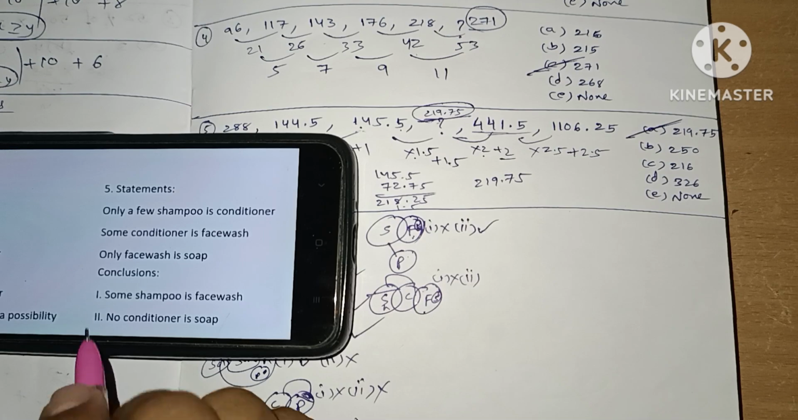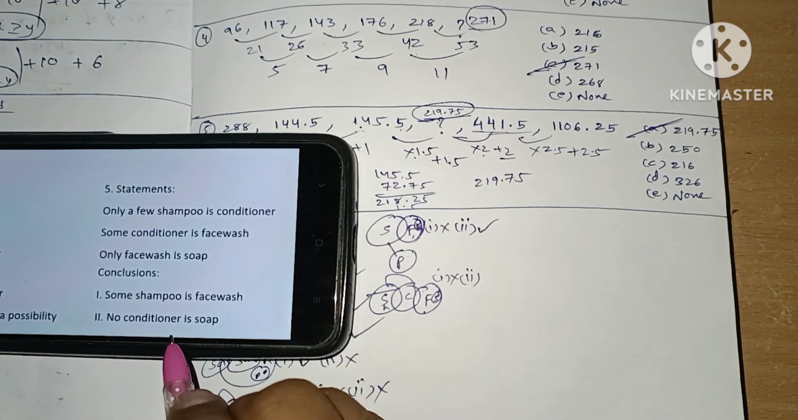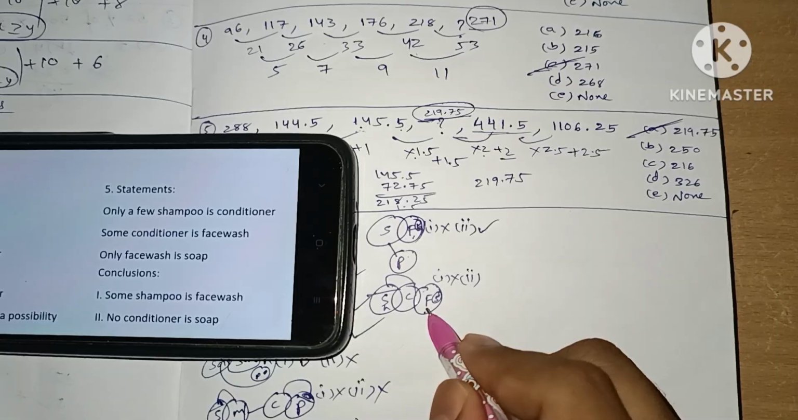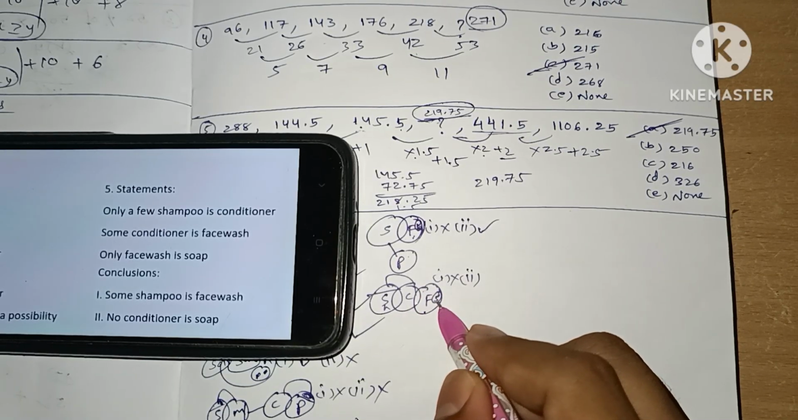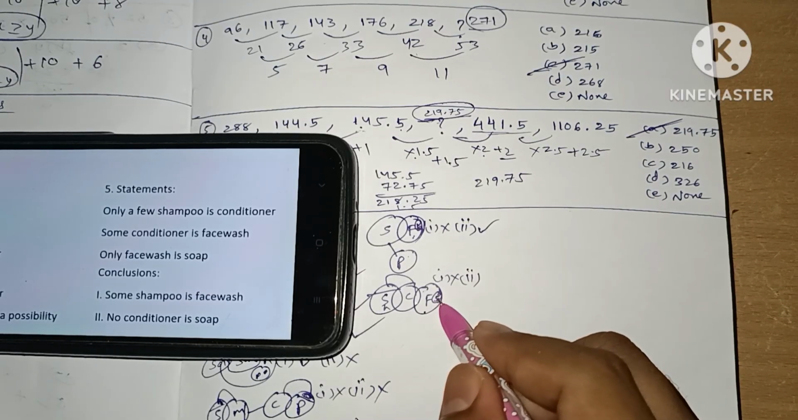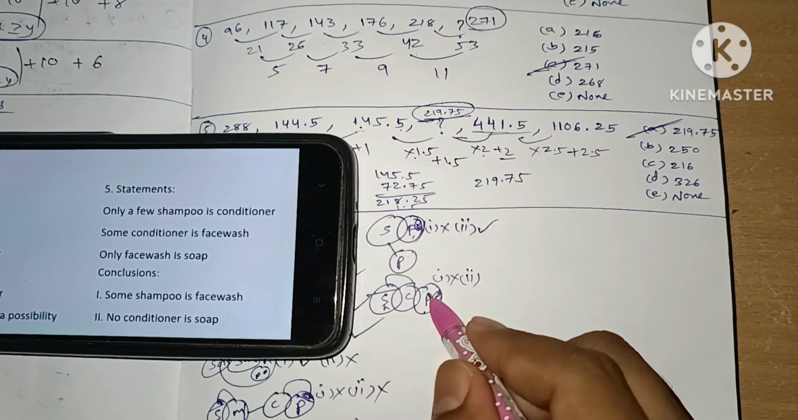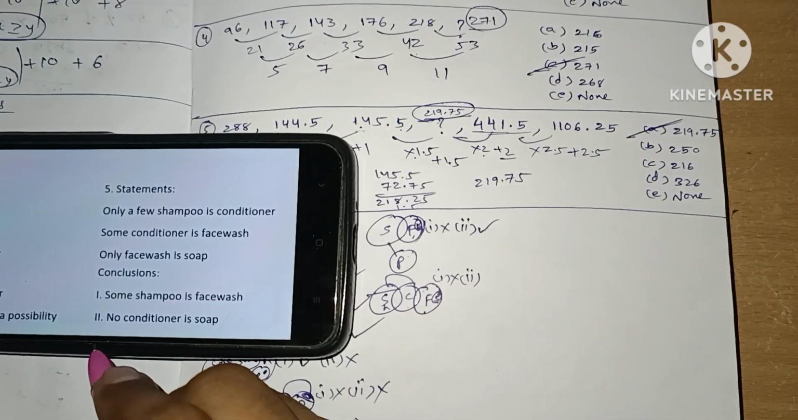Second conclusion. No conditioner is soap. We check some conditioner can be soap. Some part of conditioner can share with the soap. It is not possible because soap doesn't share with anything except face wash. So some case fails means no case will be true.